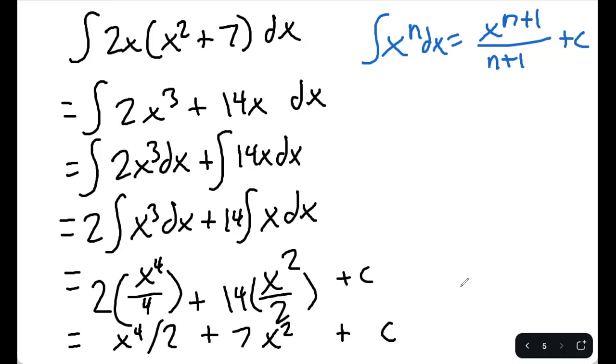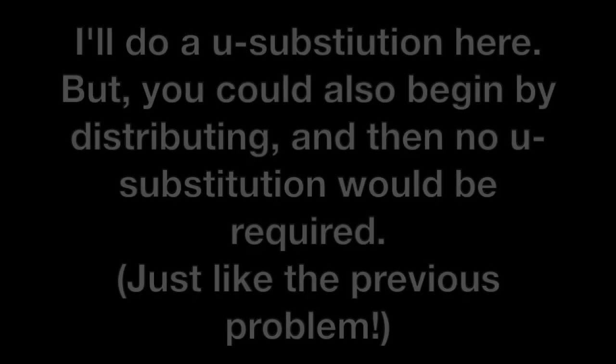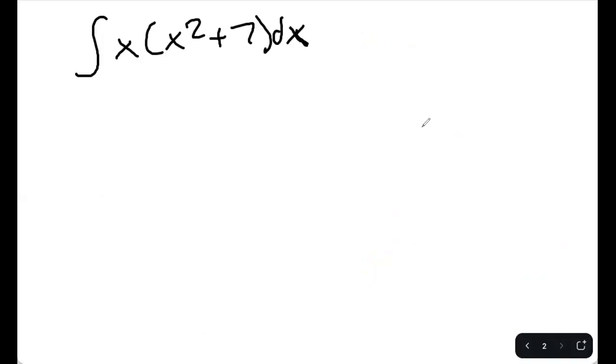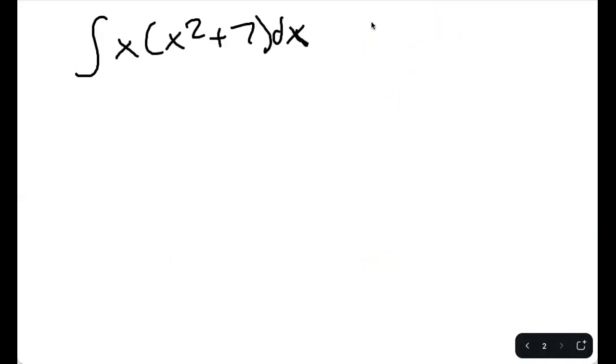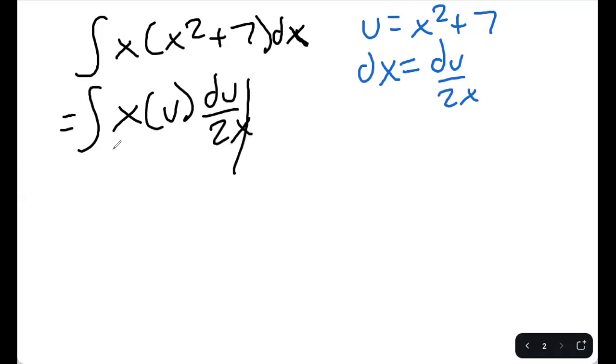I should probably make a point. What if the 2 wasn't there? What if it was just the integral of x times the integral of x squared plus 7? How would you do that? It's actually mostly the same exact process. u equals x squared plus 7. And when you plug in everything, you see that the x's cancel, but the 2 doesn't cancel.